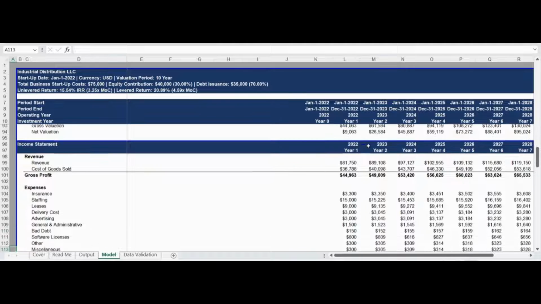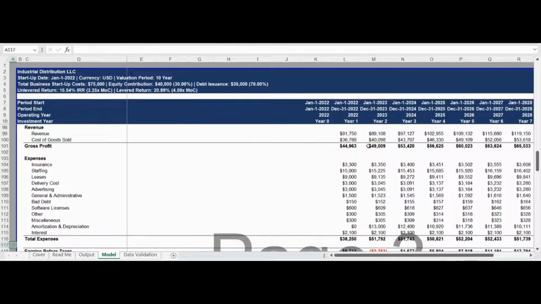The income statement is calculated based on the user-entered and selected assumption inputs. The income statement starts with revenue and deducts cost of goods sold to calculate the gross profit. The gross profit is further reduced by operating expenses to calculate the earnings before taxes. Following a deduction for taxes, the net earnings by year is presented.